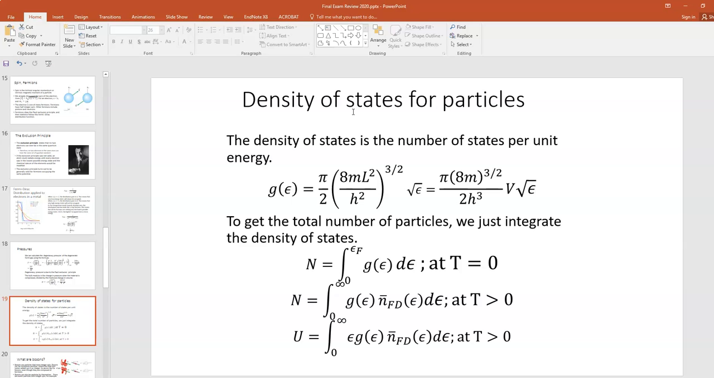And you can also find the energy for temperatures greater than 0 Kelvin using that same idea. But remember that for distribution functions, you have to multiply the value times the distribution function in order to get that average. So here U is equal to the integral from 0 to infinity of epsilon times g of epsilon times n_FD of epsilon, d epsilon, for T greater than 0 Kelvin. Okay?